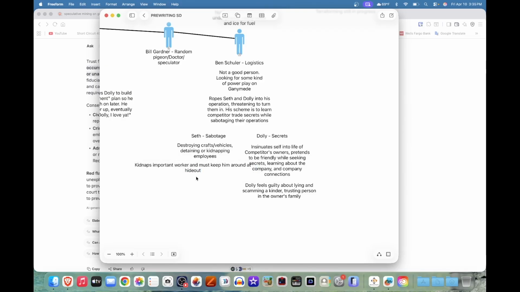I like the idea that they have to keep him around. They can't take him back to Ben Schuler. They have to keep this guy around who works the other thing. I'm not sure what he will be yet. We'll make up a character. Let's see here. Duplicate this. So right now it's all just very vague because we don't know exactly yet, but the ideas are just springing from this. Kidnaps important worker and must keep him around at hideout. And he could be, I don't know, maybe very obnoxious or very unpleasant to be around, and it could be some comical ideas there.